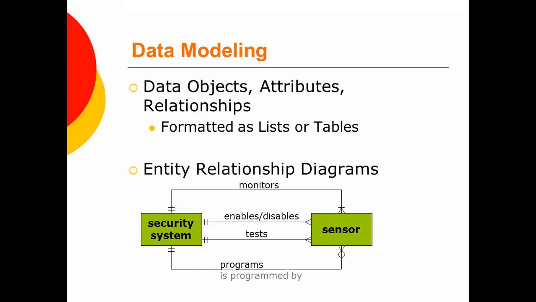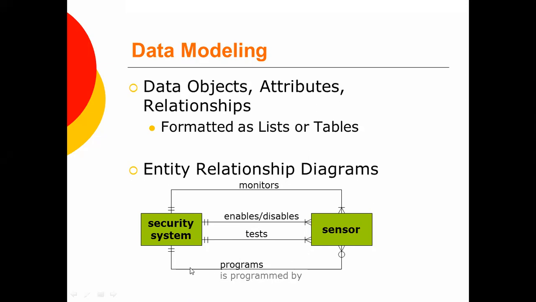Entity relationship diagram. Now here you can see there is a security system and sensors, and how we are creating the relationship between these two. So the security system has connectivity with the sensors in the form of monitors, and there is direct connectivity. Now here you can see enables or disables. Okay, we can enable or disable the sensors, with the interface to the security system. And here you can see the input or output is the program.